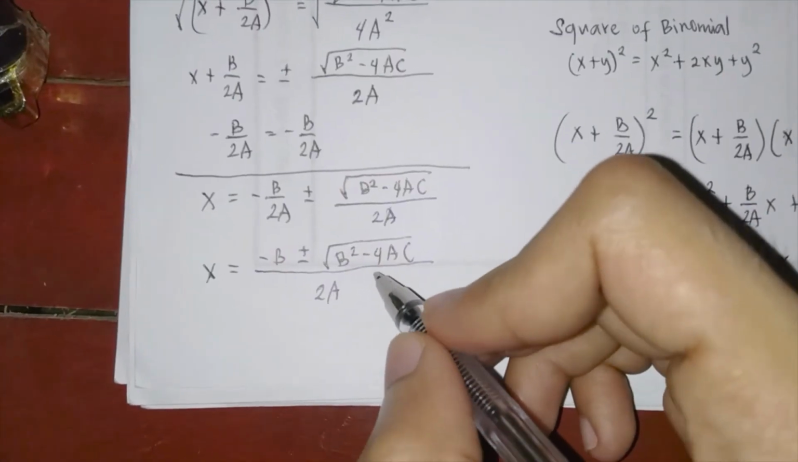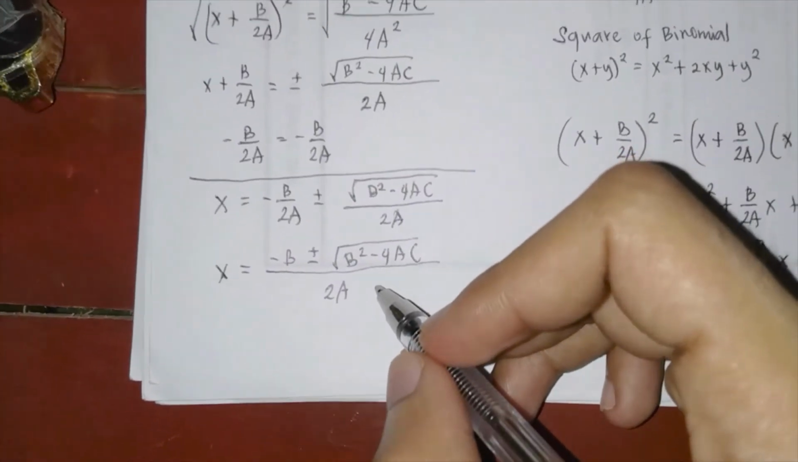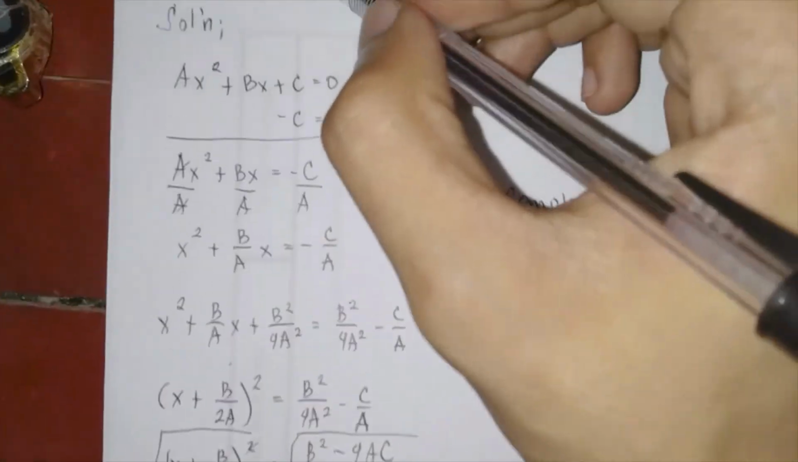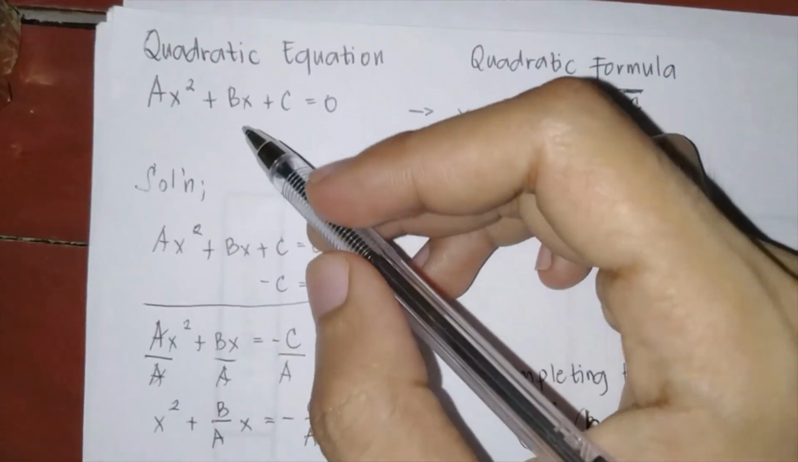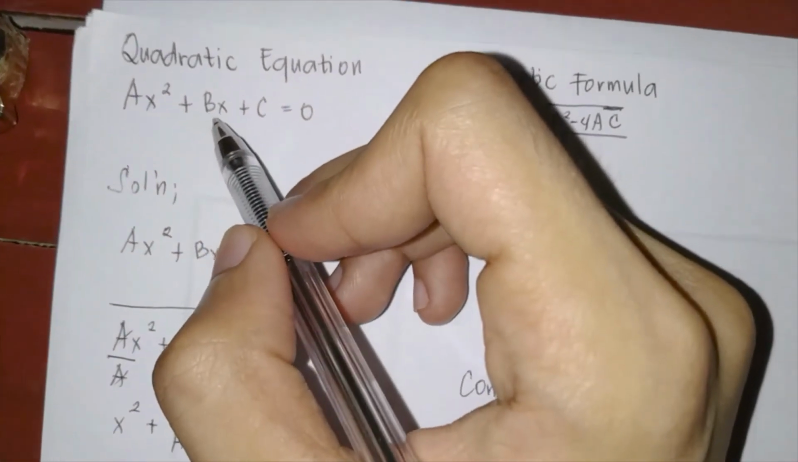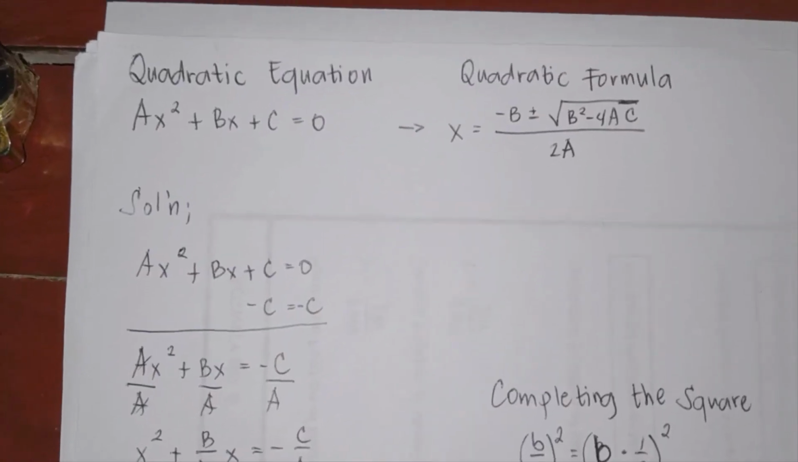So, yun guys, na-prove natin na itong formula ay na-derive natin at nanggaling siya sa ating quadratic equation na ax squared plus bx plus c equals to 0.